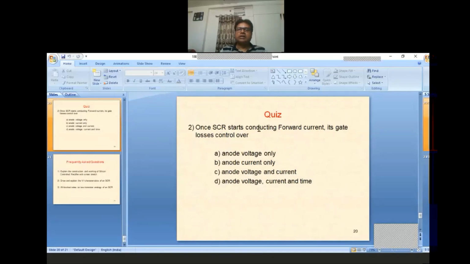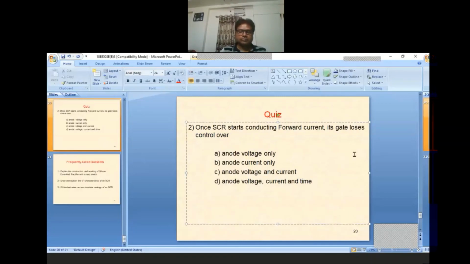Once SCR starts conducting forward current, its gate loses control over what? The options are anode voltage only, anode current only, anode voltage and current, anode voltage, current and time. This is actually a tricky question. It can be anode current, or anode voltage and current both. You can answer anode voltage and current.